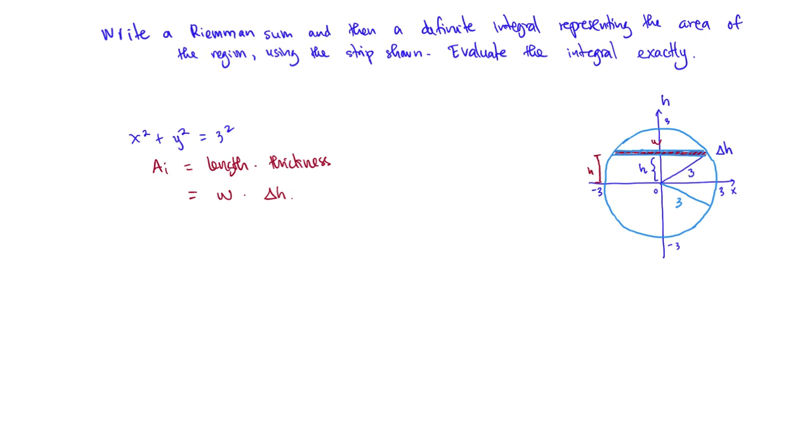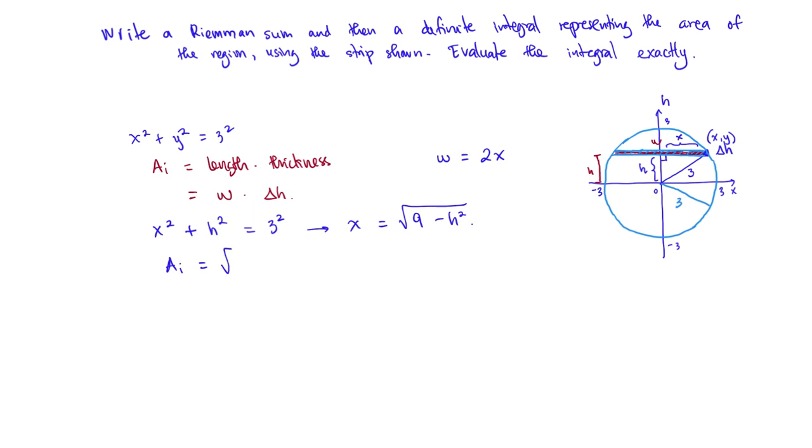The radius is 3. The horizontal leg in this right triangle is half of the length of the rectangle. It is the distance from the vertical axis to the point x, y. Using the Pythagorean theorem, x squared plus h squared equals 3 squared. Therefore, x equals the square root of 9 minus h squared. And so the length w is 2x, or 2 times the square root of 9 minus h squared.